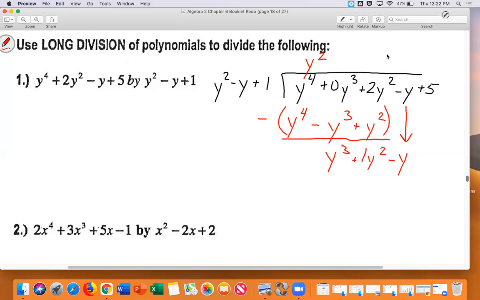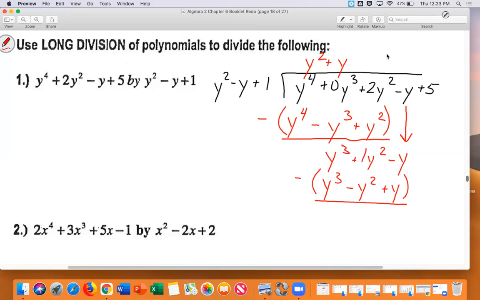How do I make a y squared a y cubed? What do I have to multiply it by? So I multiply this by y. So I write plus y. So I do y times y squared is y cubed. Y times negative y is negative y squared. Y times 1 is just y. And again, I'm subtracting here.